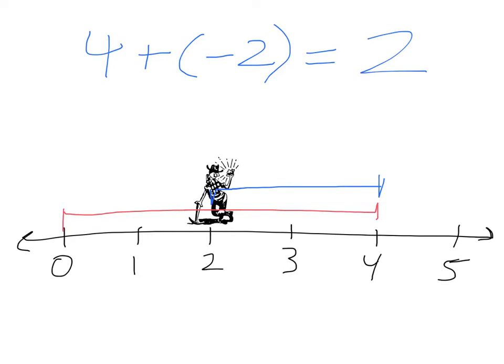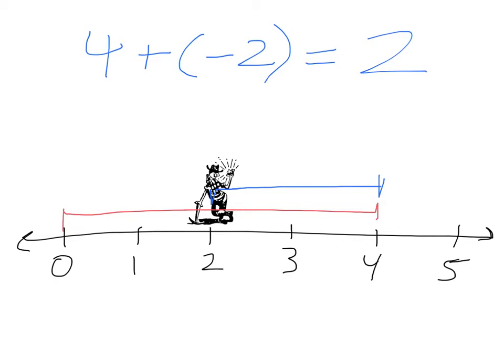Now, if you think about that, I wonder if there had been another way I could have done that instead of walking forward and walking backwards. And the answer is, well, I could have subtracted the 4 and the 2 and also gotten 2.